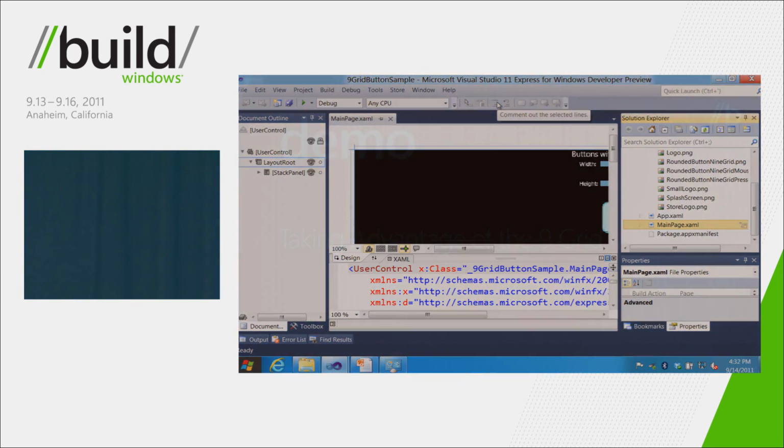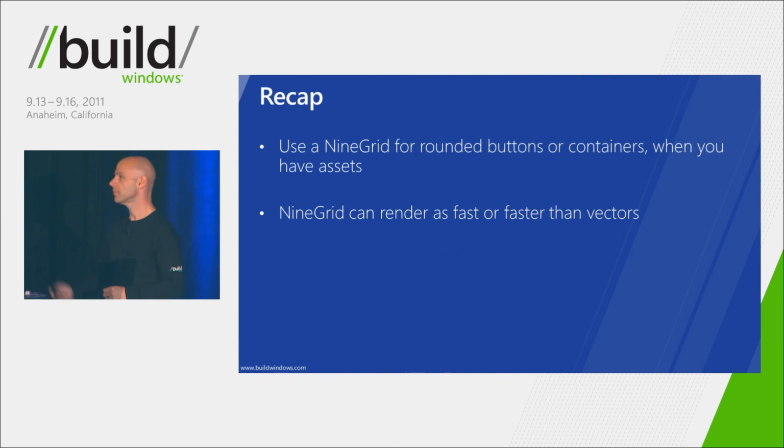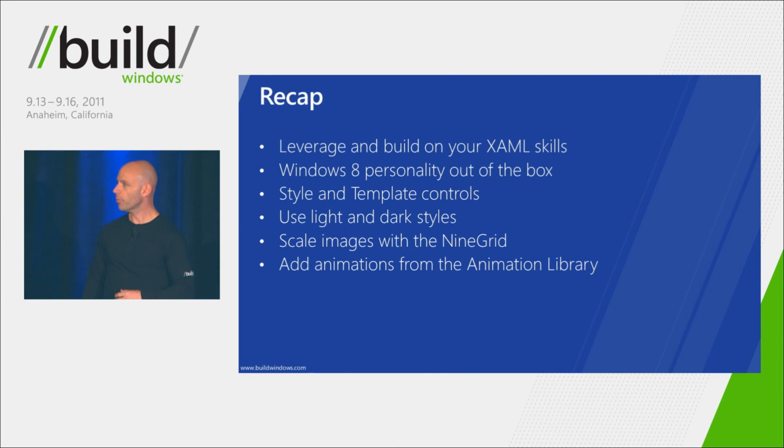So with that, we can wrap up. We talked about a lot of things, but really you can leverage a lot of the XAML skills you have now. If you've done a lot of styling and templating, a lot of that is still there for you, but there's additional features, especially with the animations, and then things like the dark and light styles, really easy to implement. You want to take advantage of that Windows 8 personality out of the box. Pretty easy to do. You use those light and dark styles, the resource dictionaries.